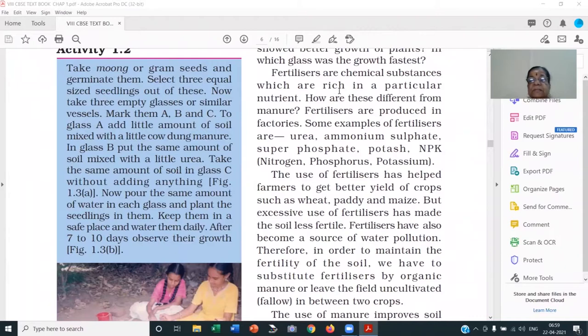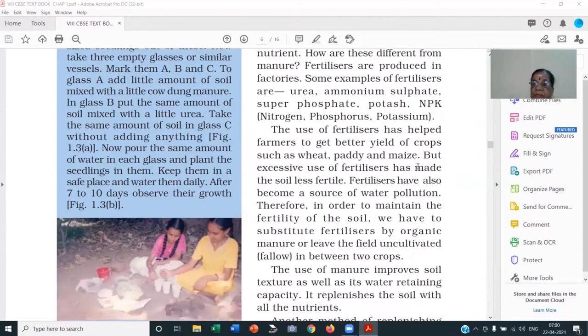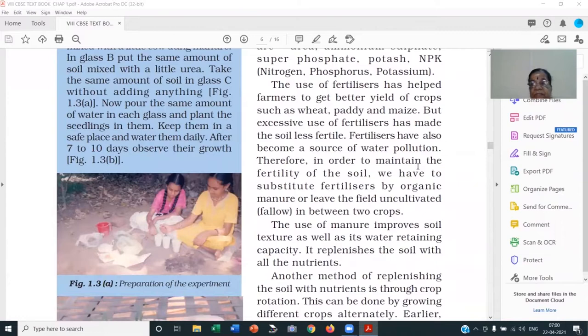Fertilizers are chemical substances which are rich in a particular nutrient. How are they different from manure? Fertilizers are produced in factories. Some examples: urea, ammonium sulfate, superphosphate, potash, and NPK. NPK is nitrogen, phosphorus, and potassium. And then the next para, which we will discuss when we do this lesson.